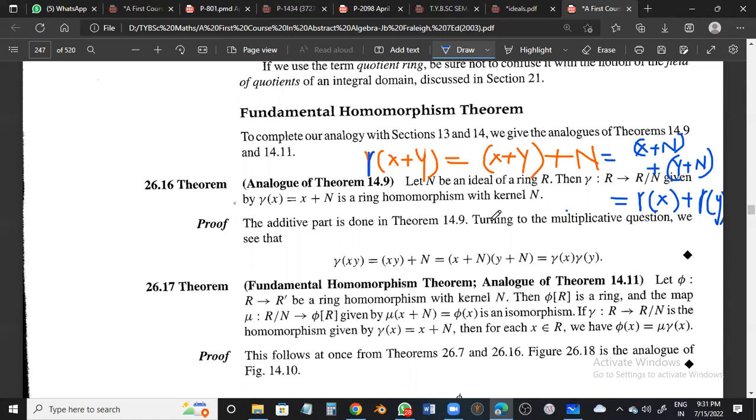In the same way you can show that gamma preserves multiplication also. The additive part is done this way. And what about multiplication? Gamma of X into Y is XY plus N. But we know the definition says this is just a coset, and multiplication in cosets runs as X plus N multiplied by Y plus N, meaning it is gamma of X into gamma of Y. So gamma preserves multiplication also, meaning gamma is a ring homomorphism. Followed the point?